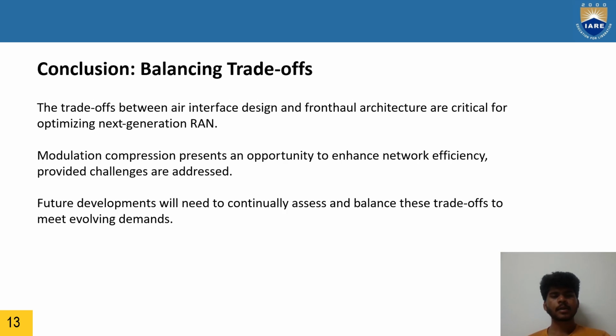Conclusion: balancing trade-offs. The trade-offs between air interface design and fronthaul architecture are critical for optimizing next generation RAN. Modulation compression presents an opportunity to enhance network efficiency, while challenges must be addressed. Future development will need to continually assess and balance these trade-offs to meet evolving demands.